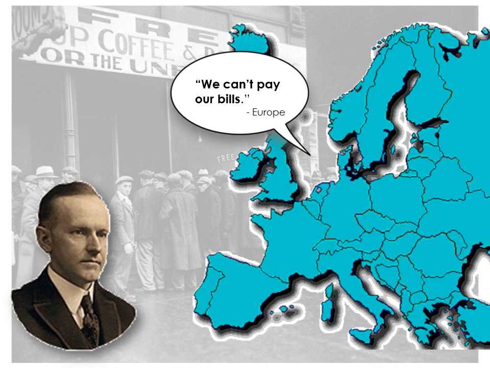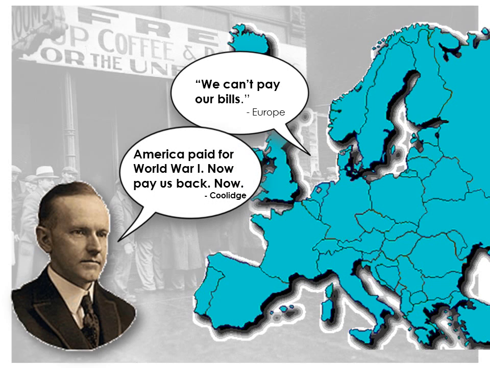Europe is in a tough place. Okay? Europe, the beginnings of the Great Depression are beginning over there. Countries like Germany are really dragging the rest of Europe down with it because Germany's having to pay that tremendous reparations, which was stipulated by the Treaty of Versailles. So Europe's like, hey, we can't pay. We need some relief. We need some time. Well, America paid for World War I, says Coolidge. Now pay us back. Now.